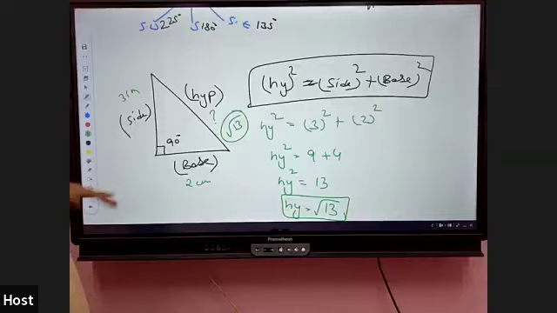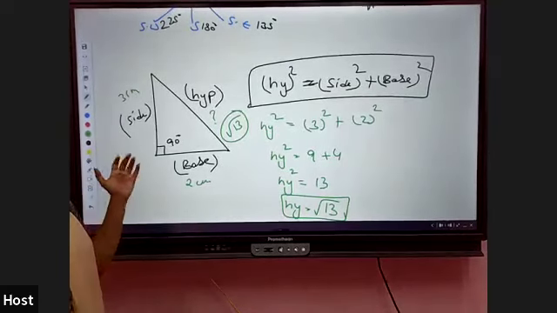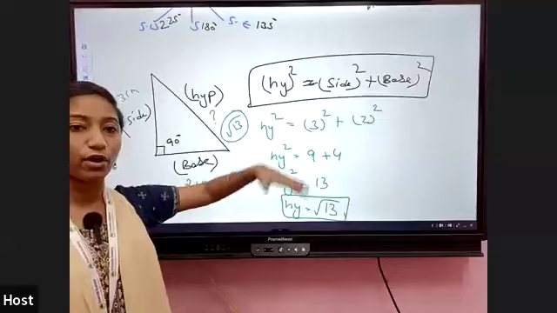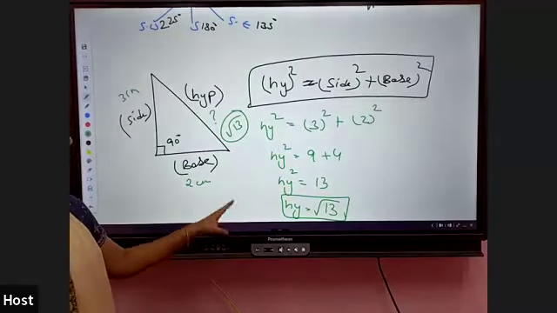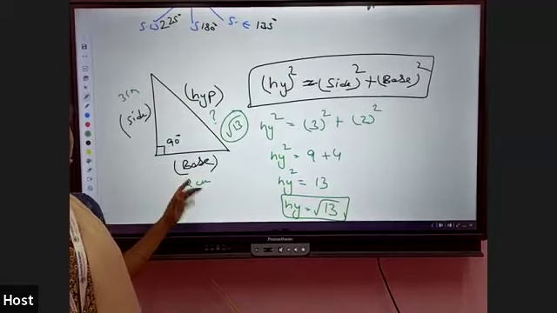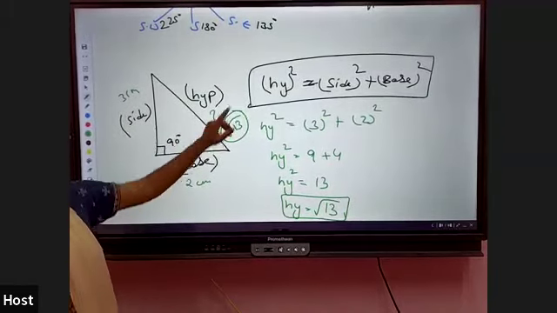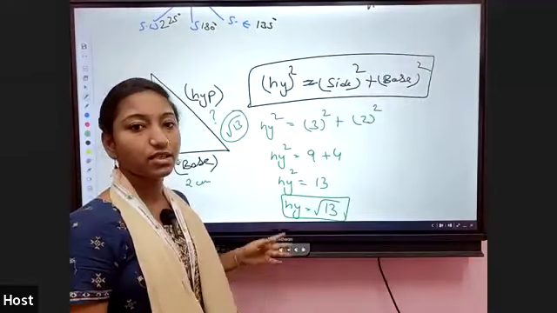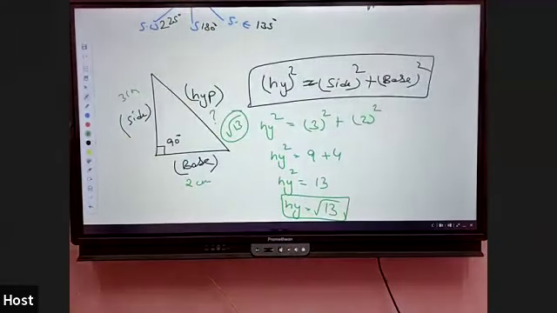Suppose you should find the side. Put the values of base and hypotenuse in this formula and you can solve. So this is the process to find it. This is the Pythagoras theorem. This is the formula: hypotenuse square equals side square plus base square.